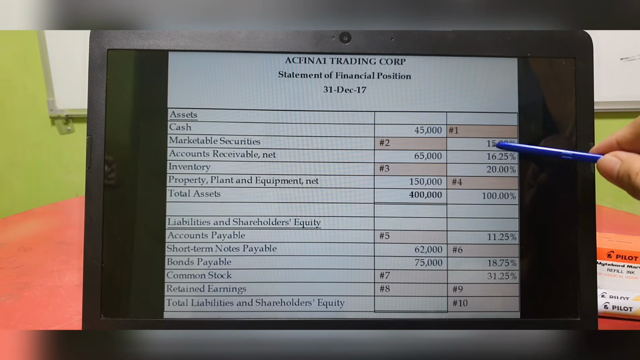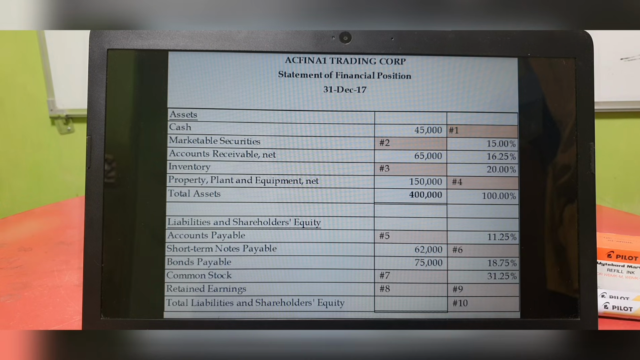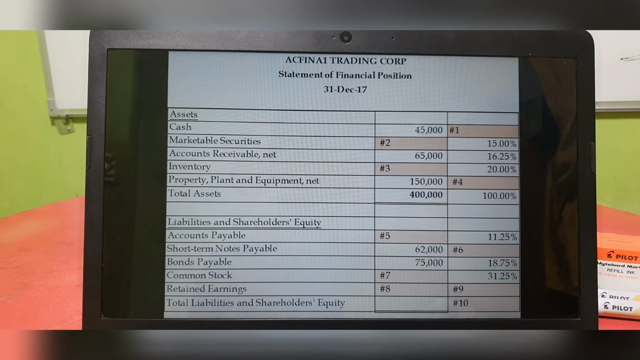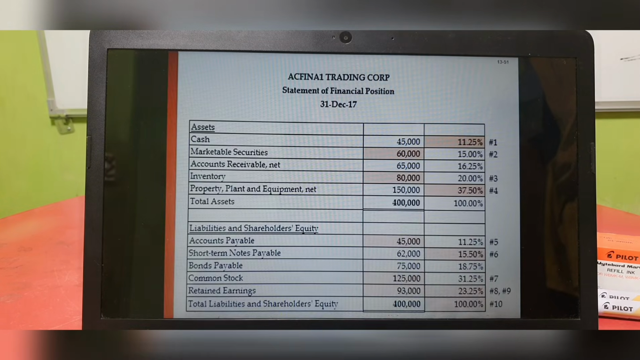Okay? So, looking at this, may percentage sa kanan. So, here are the figures. We are actually doing the vertical analysis. Okay? So, your 6 minutes start now. Pause muna. And then now, we're going to reveal the answer. Ayan. Answers, please. So, please compare your answers with these suggested answers. So, I hope you were able to get all the answers correctly. But make sure you stick with the time. 6 minutes lang. Okay.